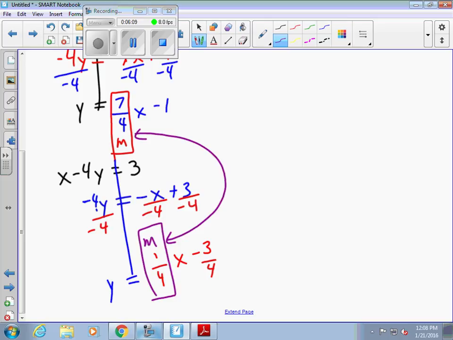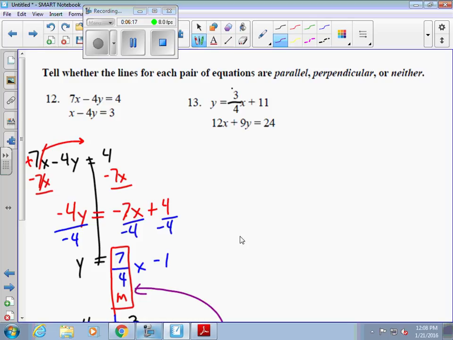Clearly, they are not the same slope. Those are clearly not the same number, and they are not negative reciprocals of each other. Therefore, your answer to this problem, to answer the question that is asked, are they parallel, are they perpendicular, or are they neither one? This will be neither one. They are not the same, and they are not negative reciprocals of each other.